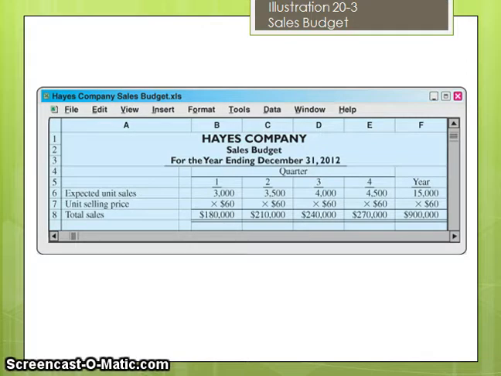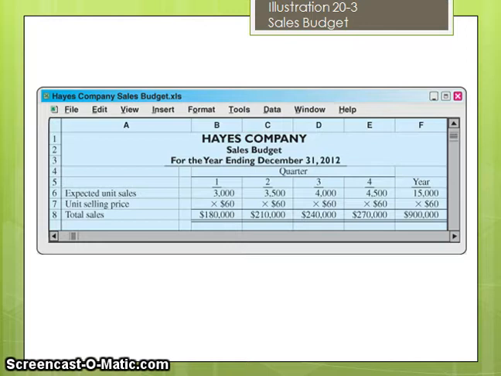So we're expecting, and again, these would be numbers that your management team would come up with, 3,000 units in sales for the first quarter, 3,500 in the second, 4,000 in the third, and 4,500 in the fourth. So for the year total, we expect 15,000 units in annual sales. But again, these vary quarter by quarter. And then we just put in how much we expect to sell them for in each quarter. We multiply that out, and that gives me my total sales figure as a dollar amount for each quarter and for the year. Not too hard.